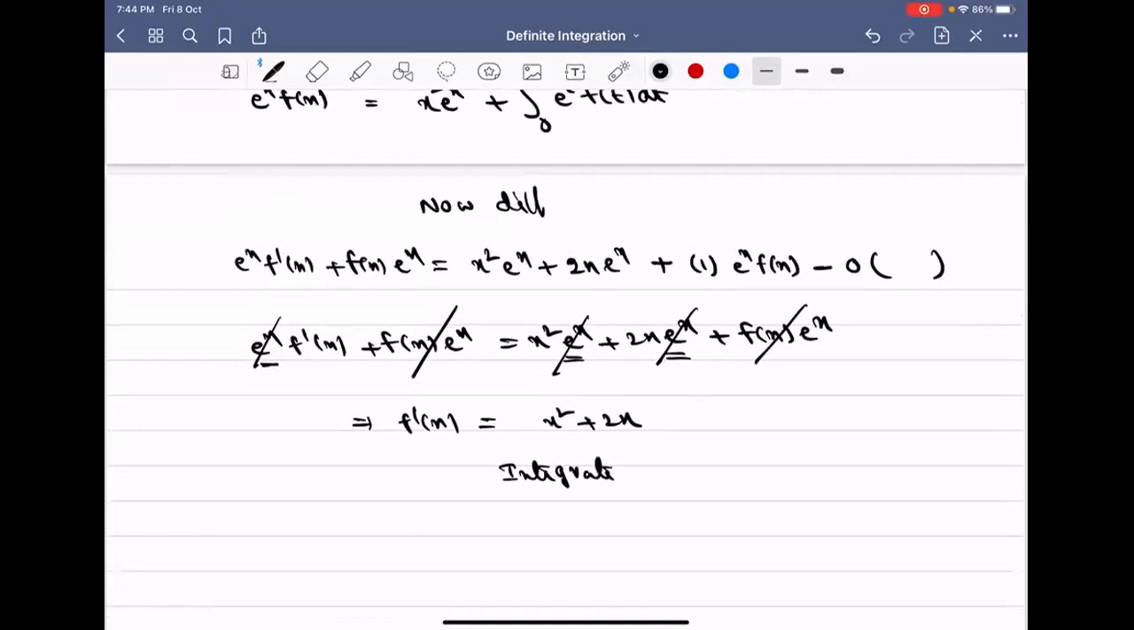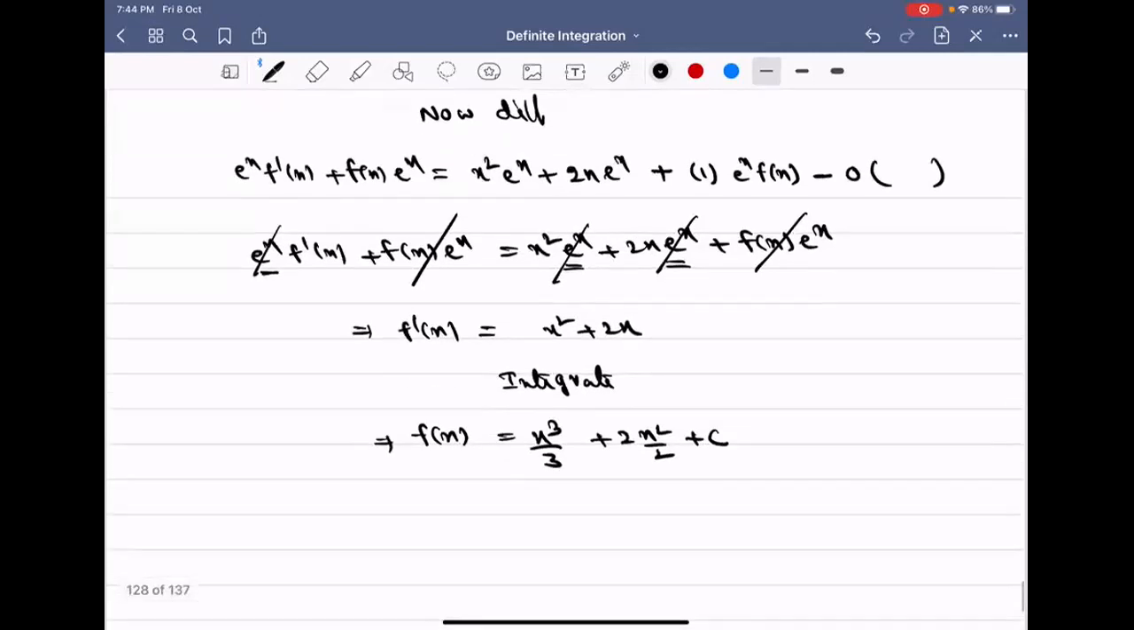If you integrate, then what you get? You will get our required function, that is f of x is equal to x cube by 3 plus 2 into x square by 2 plus c. Therefore, that implies f of x is equal to x cube by 3 plus x square plus c. So now f of x is equal to this one.